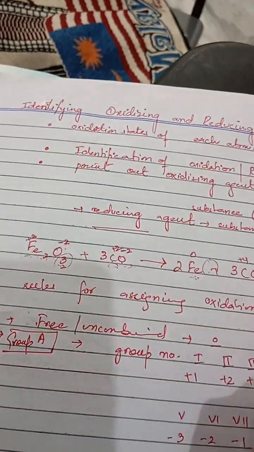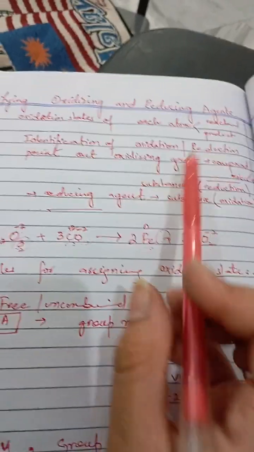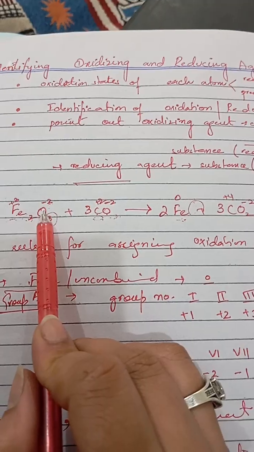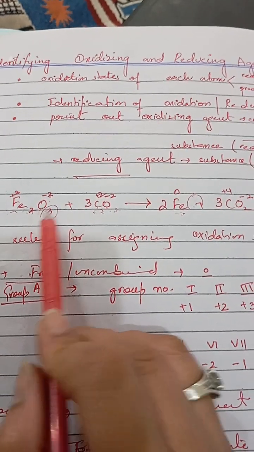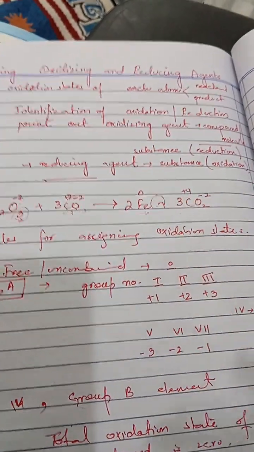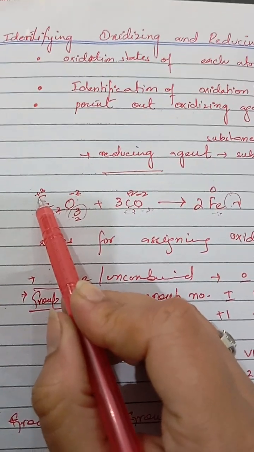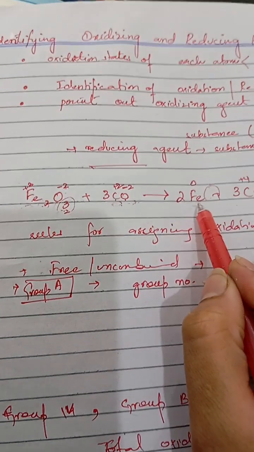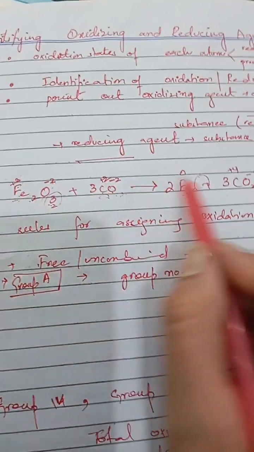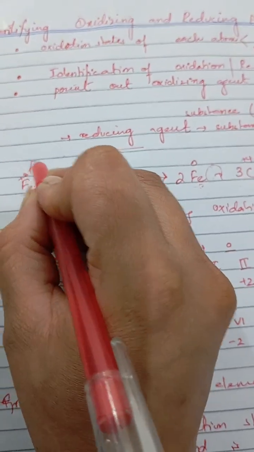After writing the oxidation states, we have to identify where the oxidation is taking place and where the reduction is taking place. For this, we have to monitor each atom. Those atoms whose oxidation state does not change between reactant and product must be ignored. For example, the oxidation state of oxygen in all of them is minus 2. For iron, the oxidation state plus 3 reduces to 0. As the oxidation state is decreasing, this is reduction.